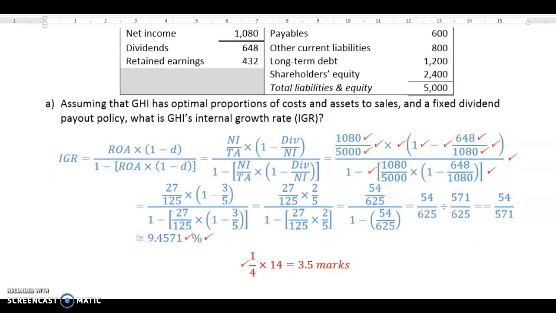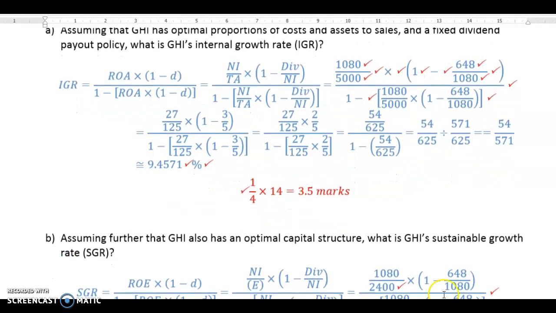Alright, the next question B is about SGR, sustainable growth rate. Assuming the same thing as above, it says that you must assume all this optimal proportion of costs and assets to sales and fixed dividend policy. On top of that, you also have an optimal capital structure for this company. So given that, what is GHI's sustainable growth rate?